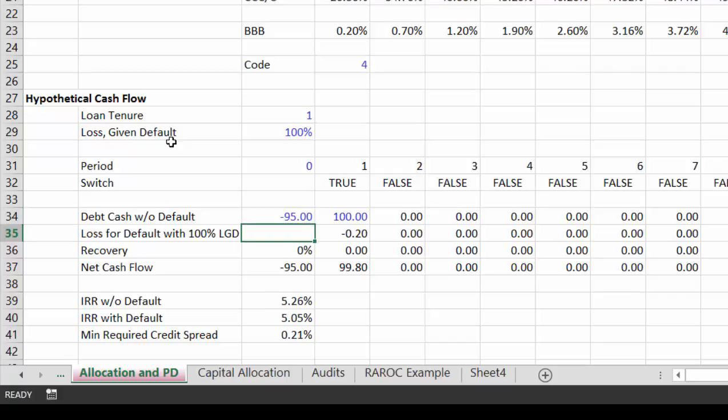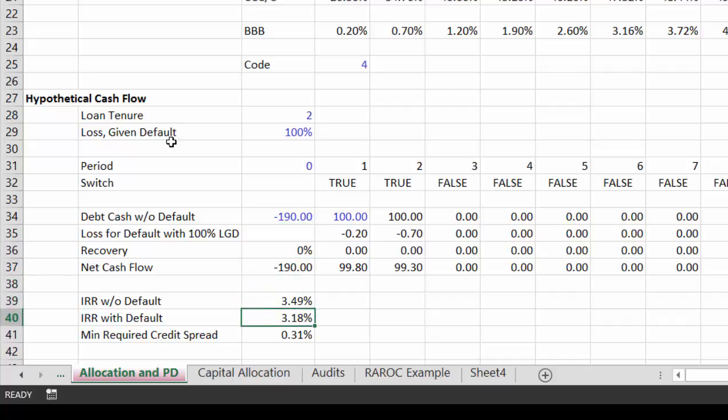We kind of could do some sort of goal seek. We only need a 0.21 credit spread, but if it's a 2-year loan, I'm putting up minus, let's say 190, and we need a 0.31 credit spread. You can kind of see how the credit spread adjusts depending on the length of the loan.